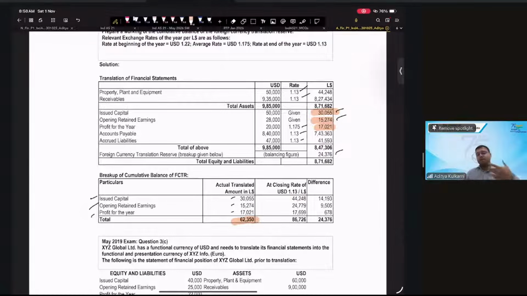If I had to convert that also at the closing rate, it would be 86,726. So the difference of 24,376 is coming in this place. Are we okay with this? Yes, sir. Now I got the answer. Okay.